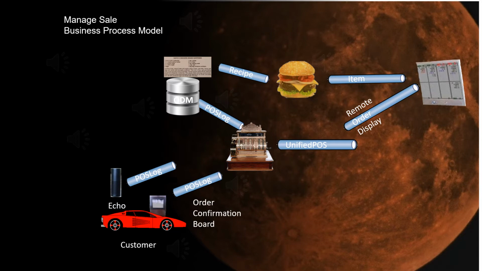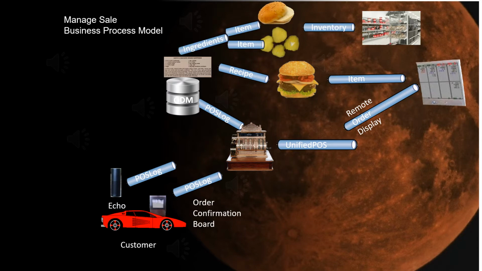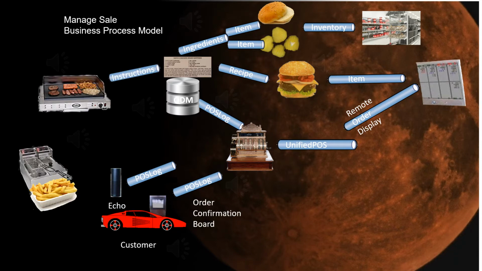The recipe for the items in the remote order display gets broken down into its ingredients and instructions. The individual items in the recipe get broken down into the various ingredients used to comprise them, and the inventory is validated to make sure they're there and recorded that they are selling them. The instructions part of the recipe tells the system how to activate the fryers, grills, or other devices needed to complete the order.